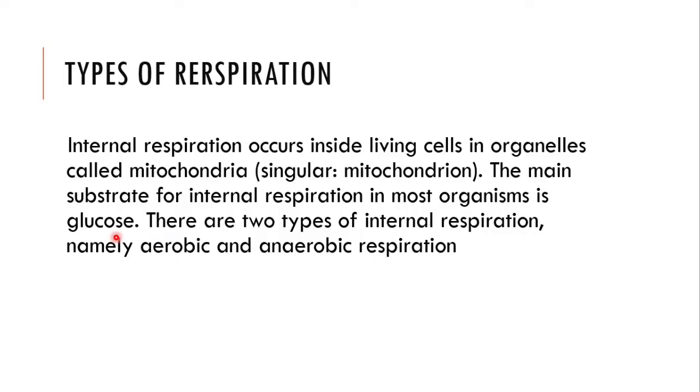Biology. Let us continue. So we are looking at internal respiration. About internal respiration, we know two things. Number one, it occurs in living cells in a structure known as the mitochondrion, and the main substrate is glucose. Now there are two types of internal respiration, namely aerobic and anaerobic respiration.